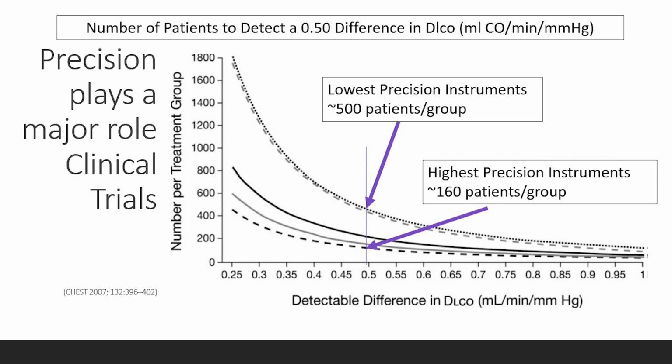So in this same study, we looked at DLCO. Now DLCO tends to be more variable and has in the past, and what we're seeing is that in the instruments that had the highest variability, roughly 500 patients would be needed in each group to differentiate just a half a unit of DLCO. And in the very best units, we're looking at roughly 160 patients in each group to differentiate that. And this was in 2007.